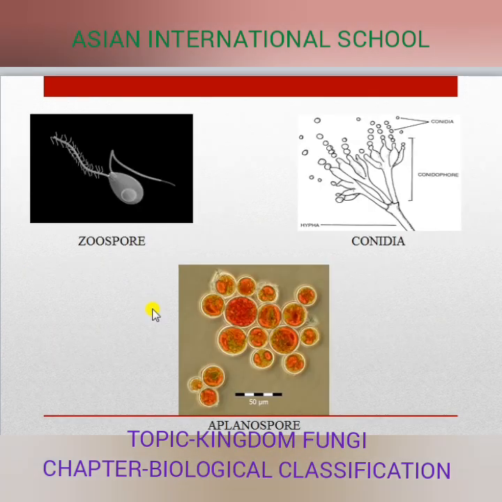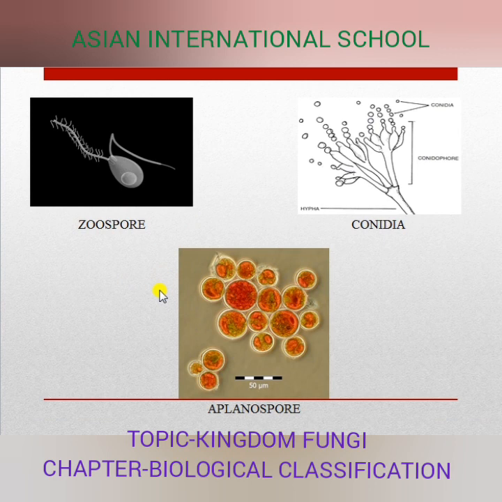In the next slide you can see properly the three kinds of spore structures shown. First one is the zoospore. In the zoospore structure you can see it is a motile spore. Motile flagella are there, and for that reason it can show motility. In case of Conidia, you can see these small spores which are commonly known as Conidia, and these are growing within sac-like structures which are known as conidiophores.